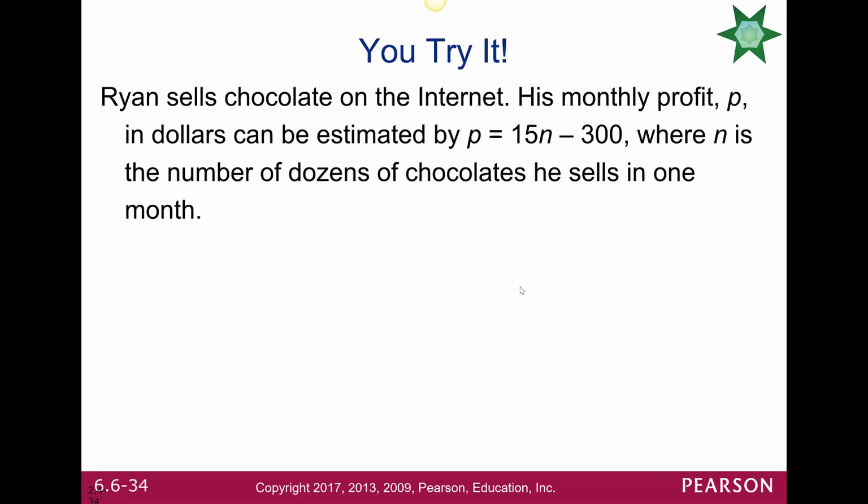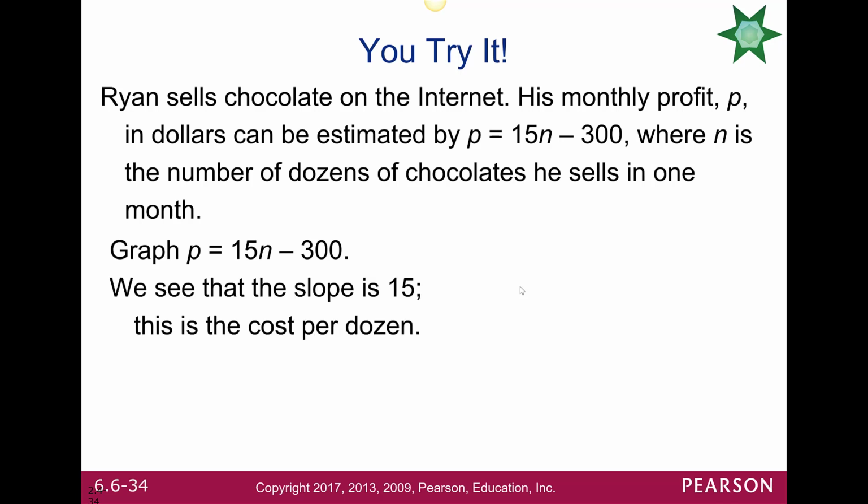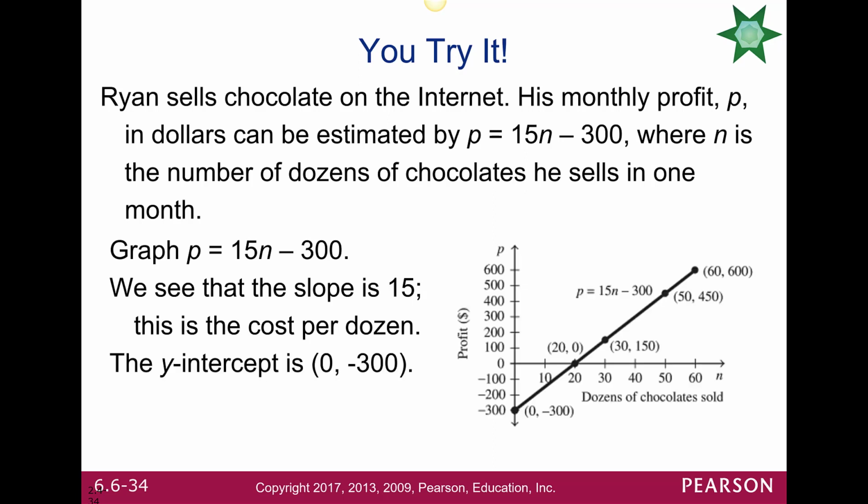So we don't have x and y this time, we have n and P. So first thing we want to do is graph this. In order to graph it, we see that the slope is 15, that's the profit per dozen. We have a y-intercept of (0, -300). And so here's a graph of that particular equation. And again, there's some points labeled on here for you, but this is what the graph would look like. And we're looking at the profits based on the dozens of chocolates that Ryan sells.